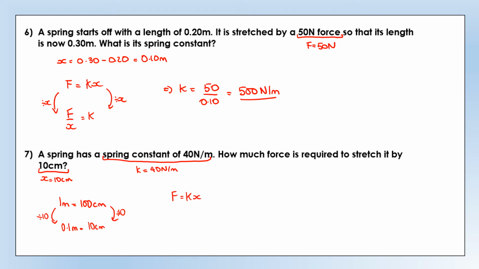Okay, now we have that, we're in a position where we can calculate the force. So we don't need to rearrange it because F is already the subject. So we can just plug our numbers in. So 40 times 0.1, the distance has to be in meters to go into an equation or it will give you the wrong answer. And that's clearly 4 newtons.